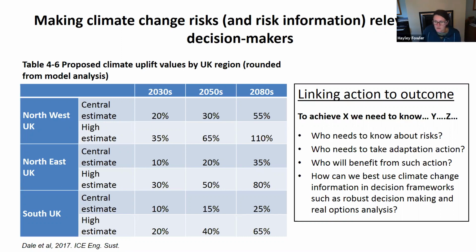But to do this, we need to be thinking about how do we link actions to outcomes. To achieve something, we need to know Y and Z. So what do we need to know? What do they need to know? And who will benefit? And how can we best use climate change information in decision frameworks? And that has to be done together with decision makers. So it's not enough to just produce the best climate science. We now need to be thinking about how do we actually use that climate science? And not only that, but how do we design climate science to achieve what we need to know?